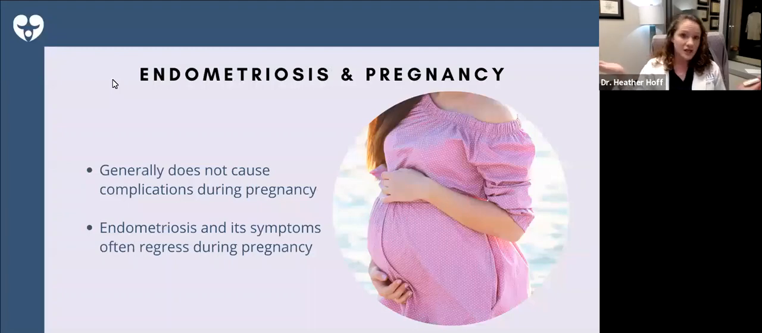Good news is that in general with endometriosis, once you are pregnant, it doesn't really cause any complications. It actually gets better. So there's something about the hormonal environment of pregnancy that actually improves endometriosis and will lead to less symptoms. And obviously, if you're not menstruating regularly, that's going to reduce a lot of those other symptoms as well.